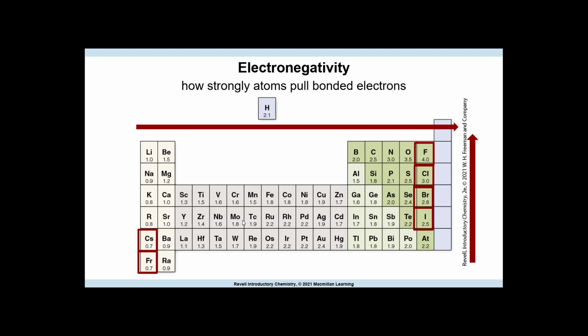On the lower left-hand side, cesium and francium are the least electronegative, meaning they have the weakest hold on their electrons. Notice that this table doesn't include the noble gases. Electronegativity is a measure of how strongly atoms pull electrons in a bond. Since noble gases generally do not form compounds, they don't have electronegativity values. They actually do. Some of them do form compounds, but that's past this chemistry.